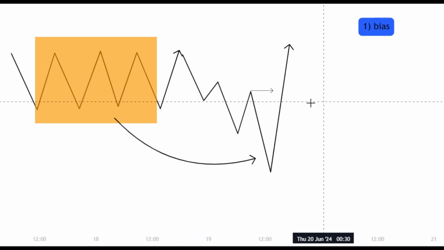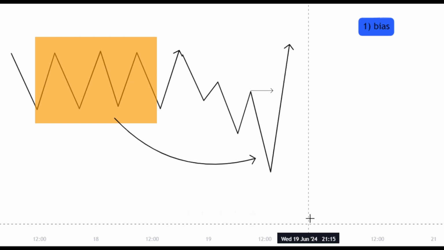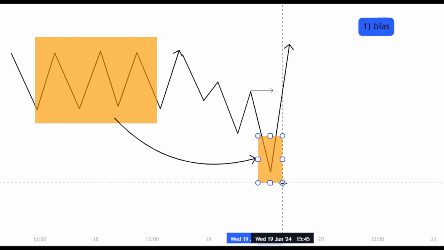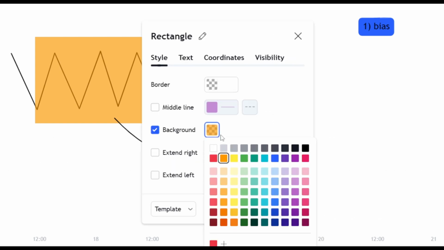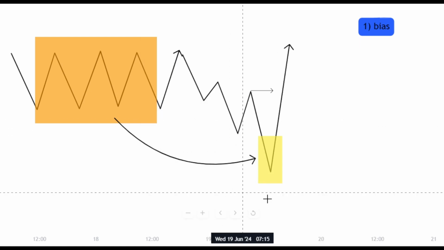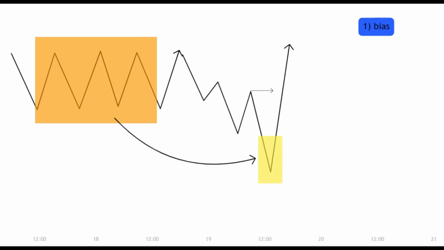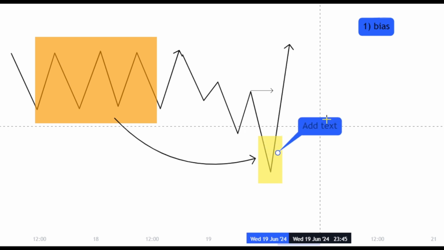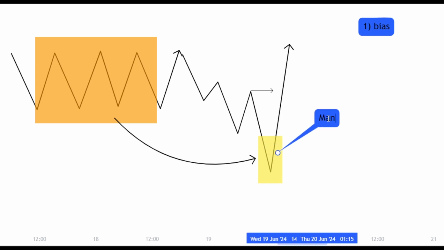So if I give you the more formal definition from an SMC or an ICT perspective, however you want to call it, we have a manipulation over here, right? This is the ICT Judah swing or the turtle soup or simply manipulation. It's whatever you want to call it. Let's call it manipulation, right? Just to keep things simple.